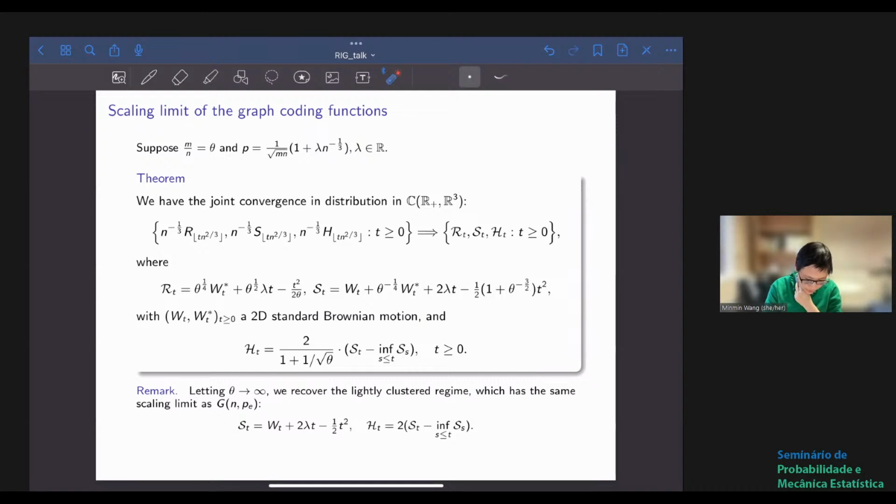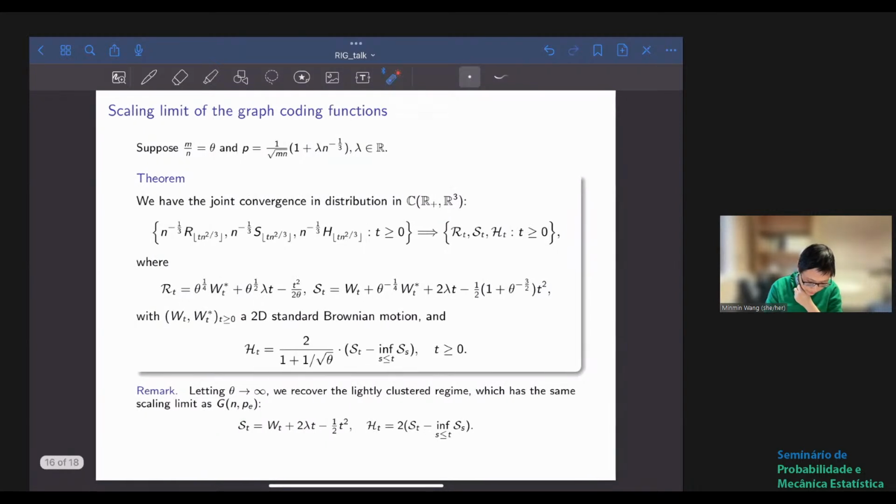So you rescale time by this factor n to the power 2/3 and space by n to the power 1/3, and then you get a limit, a triplet of limit processes, R, S, and H. So what are these limit processes? Let's start with R and S.